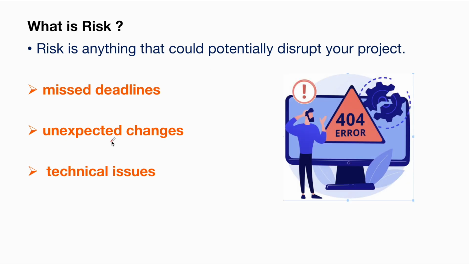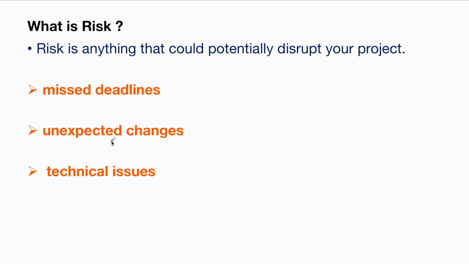Another risk can be a technical issue such as the server is down or not able to access some of the services that you need, right? These are all different kinds of risks that you might be facing while working on a project. A risk is anything that can disrupt your project. It can be a missed deadline, unexpected changes, or a technical issue.